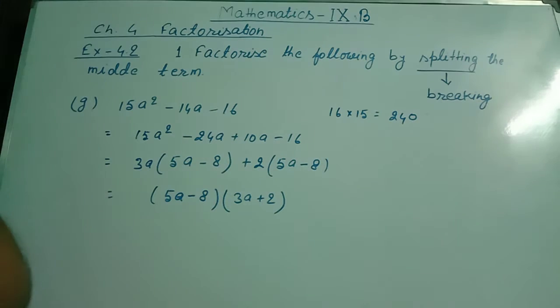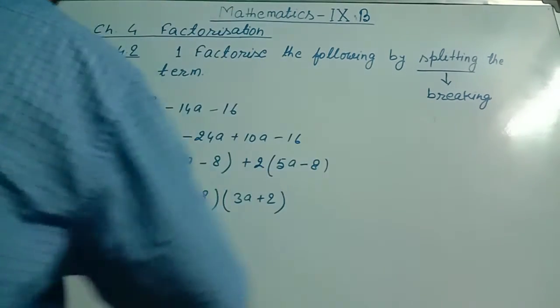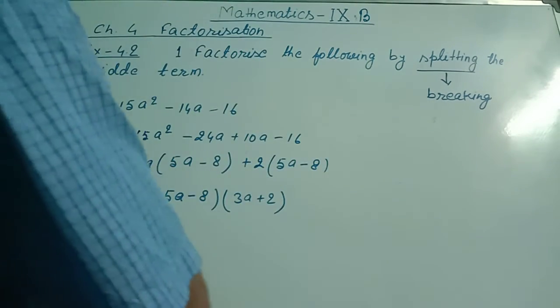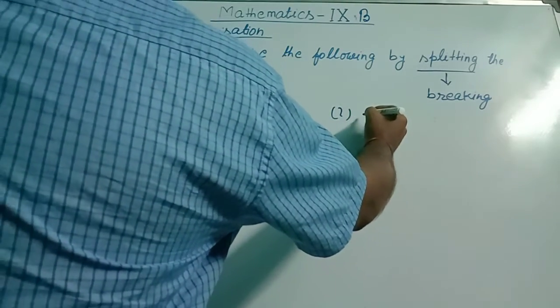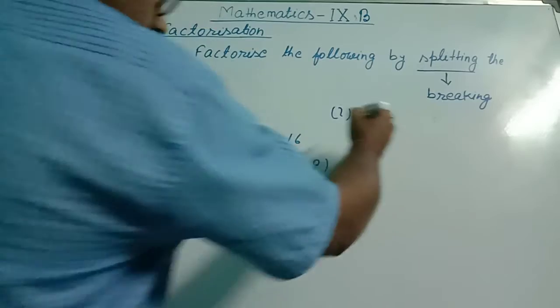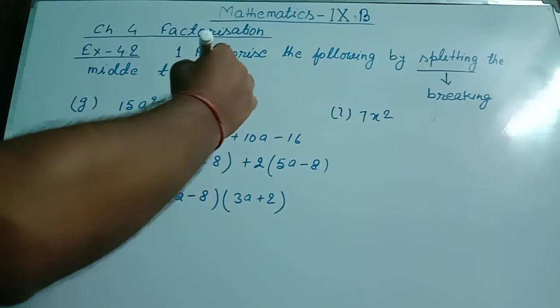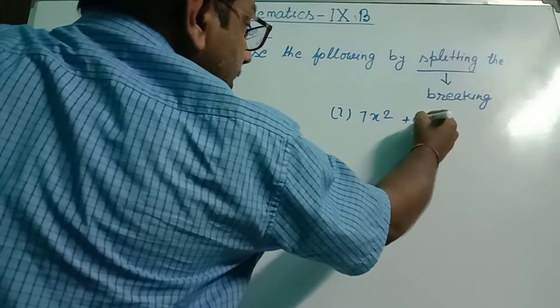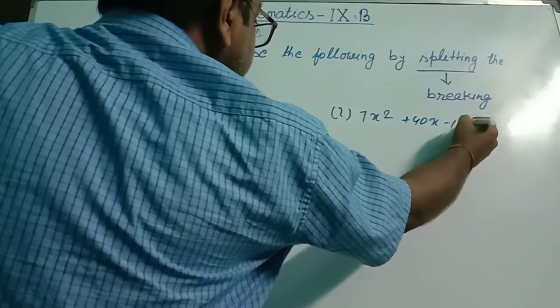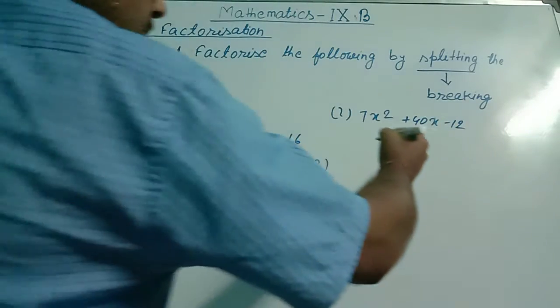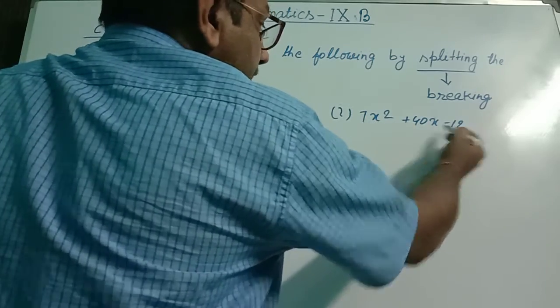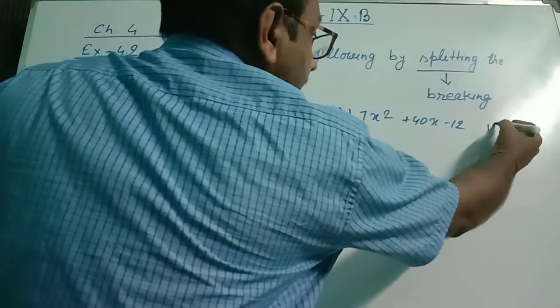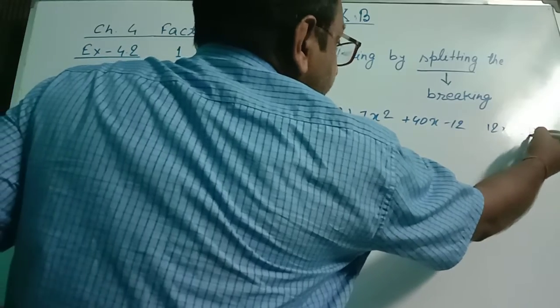After that, we have question number I. In question number I, the equation is 7x square plus 40x minus 12. So again we are getting the coefficient of x square. Here is the constant term. We will multiply these two. 12 into 7 equal to 84.